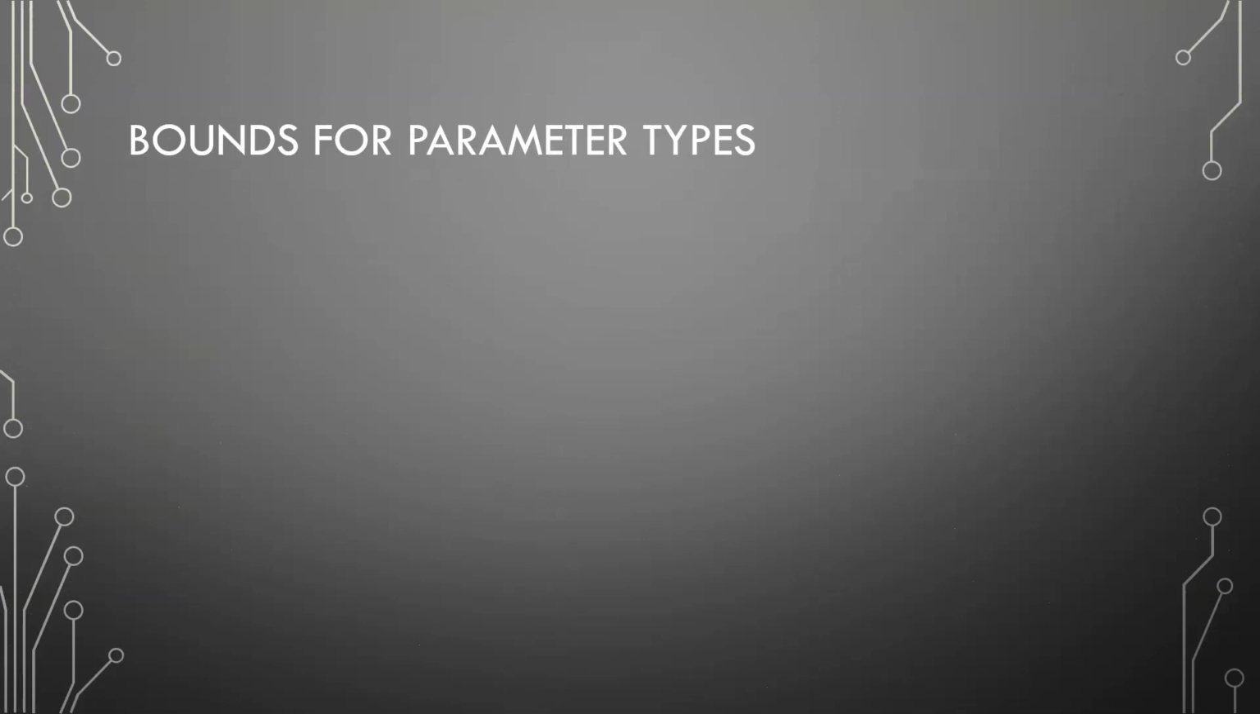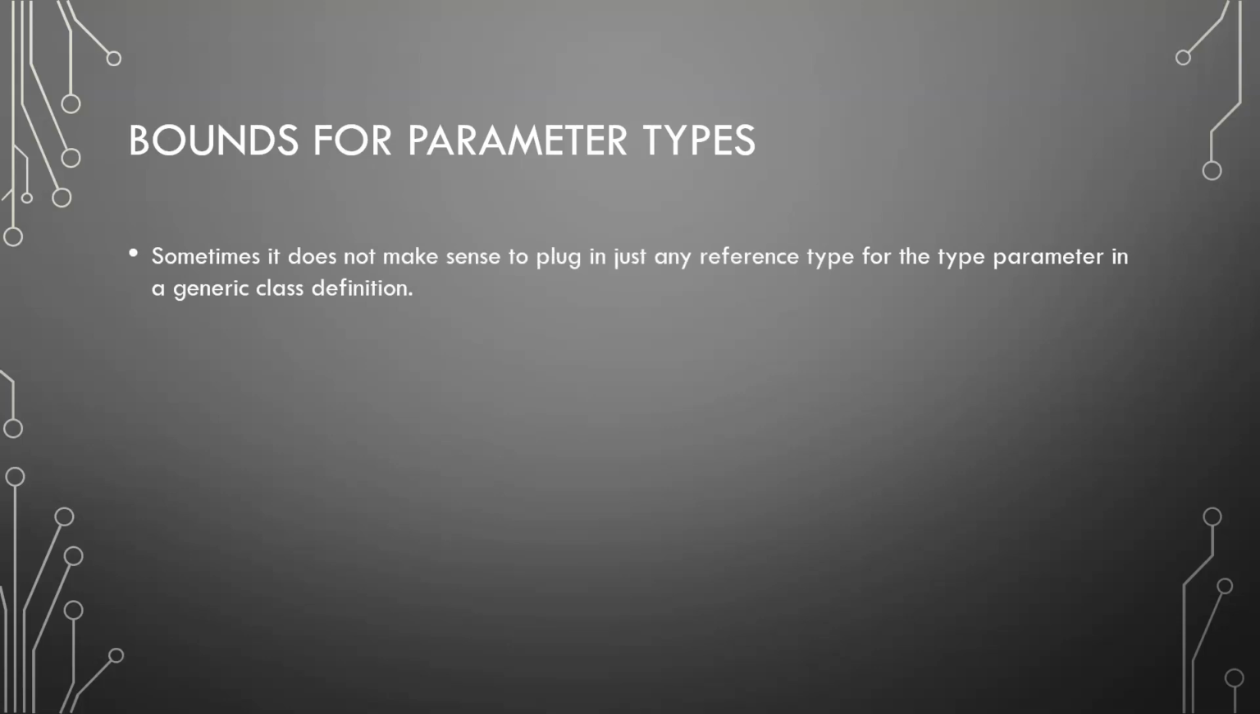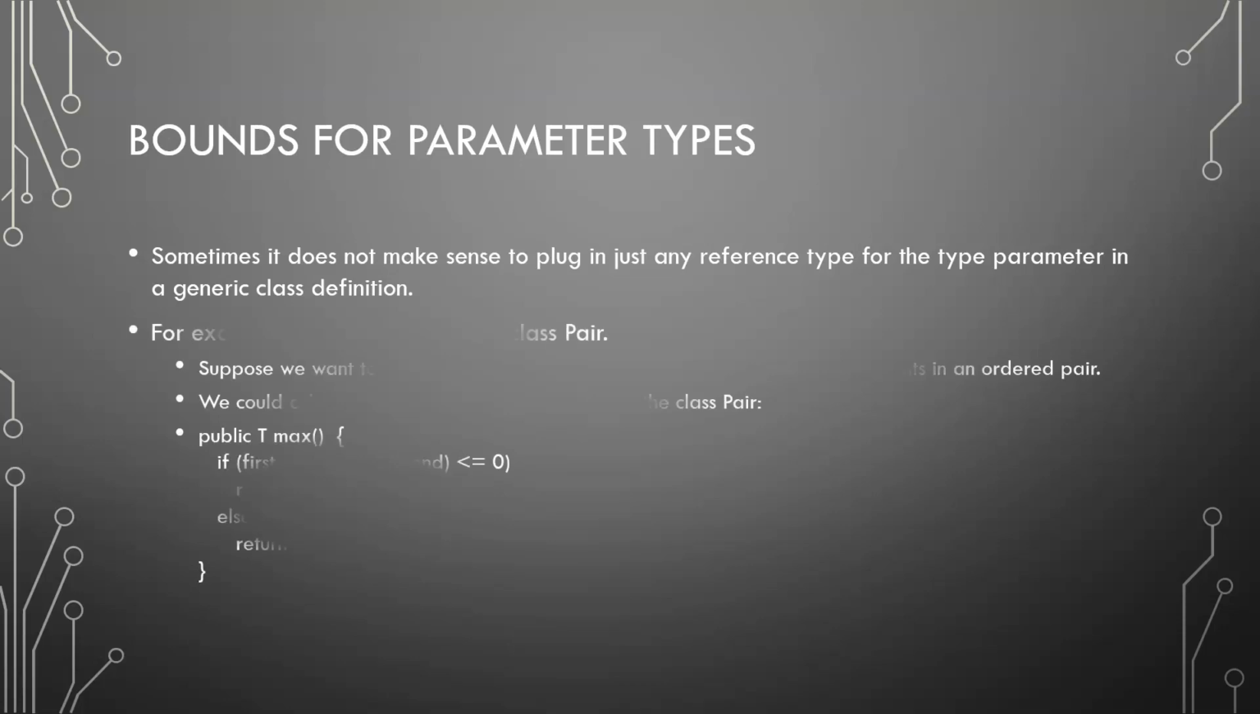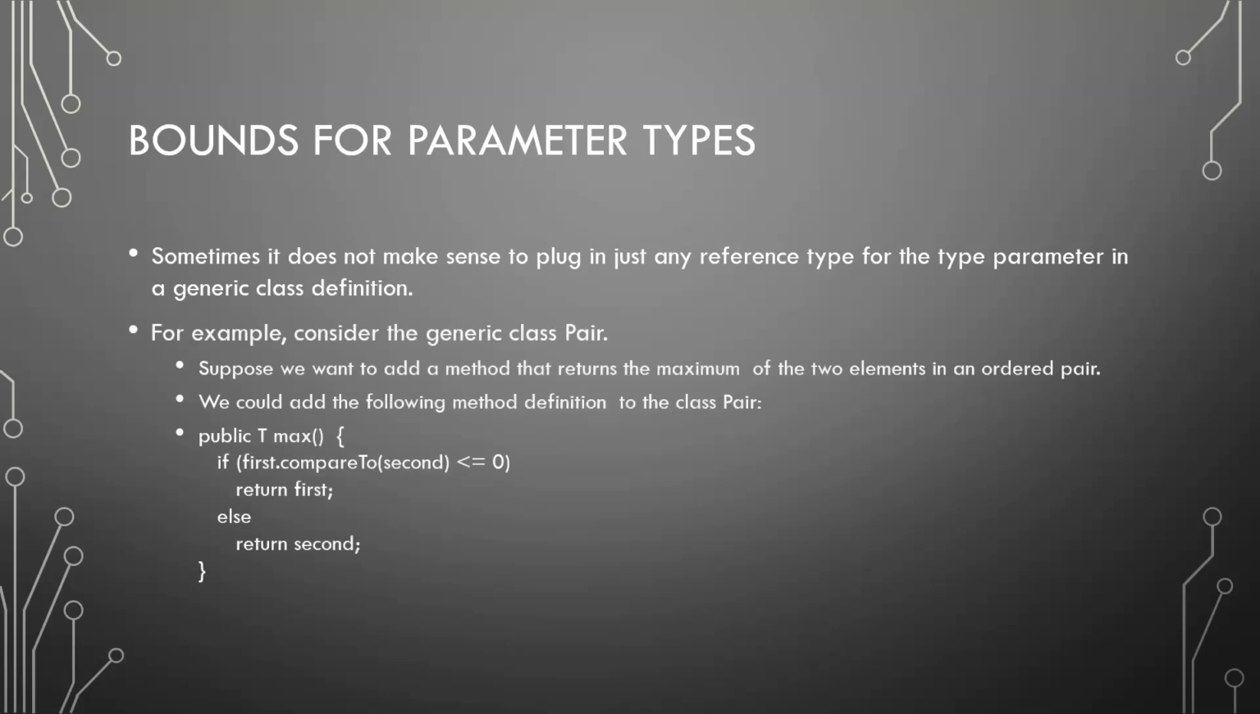All right, bounds for parameter types. I know this is a lot of slides. We just keep going. Bounds for parameter types. Sometimes it does not make sense to plug in just any reference type for the type parameter in a generic class definition. So, for example, consider the generic class Pair.